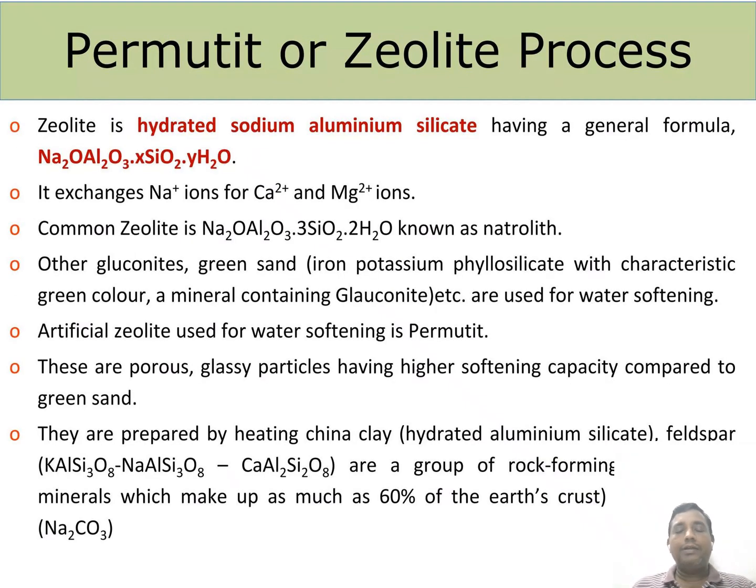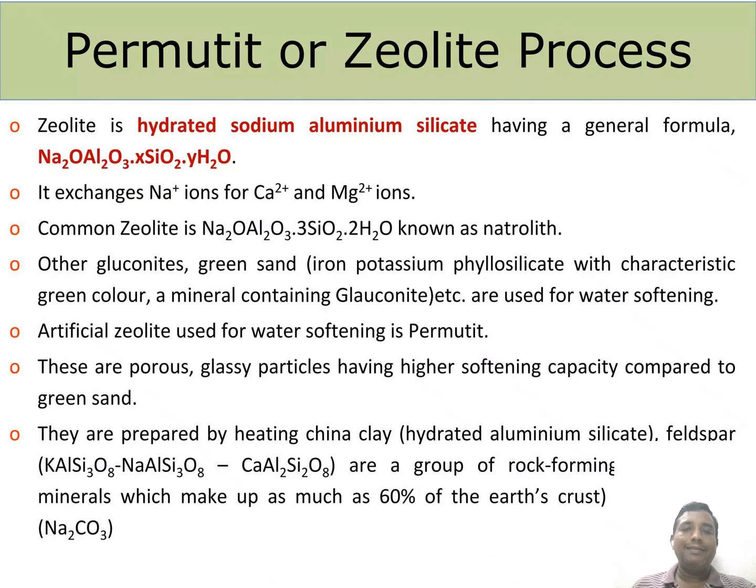First of all, the other name of the zeolite process is the permutit process. So permutit or zeolite process, both are the same. First, zeolite. What is meant by zeolite? Zeolite is a hydrated sodium aluminum silicate having the general formula Na2O.Al2O3.xSiO2.yH2O. It exchanges Na+ ions for Ca2+ and Mg2+ ions.